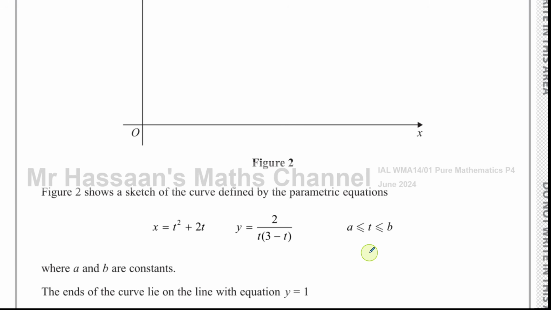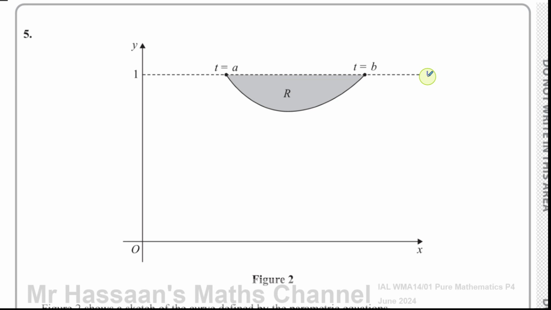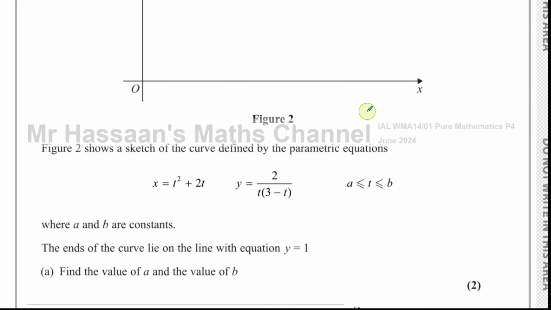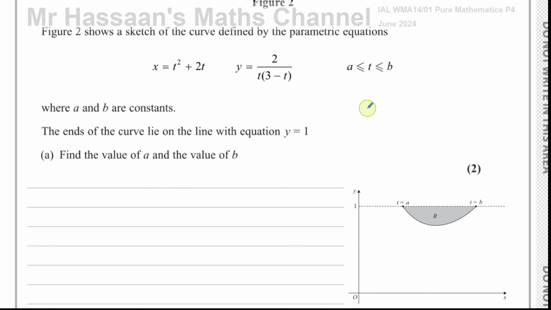And it says the ends of the curve lie on the line with equation y equals 1. So this is the line y equals 1, and the ends of the curve lie at those points. The curve only exists between those two values of t. Okay, and it says we have to find the values of a and b. I have a little sketch here, I have to keep scrolling up and down. But basically, we want to know the values of t when y equals 1. That's basically what we want to find.